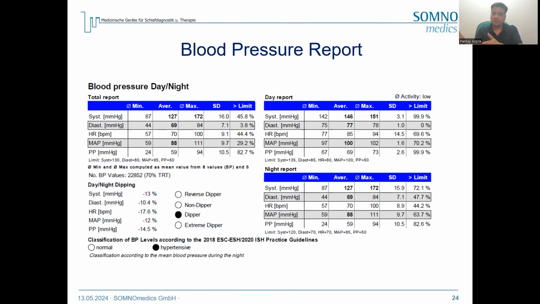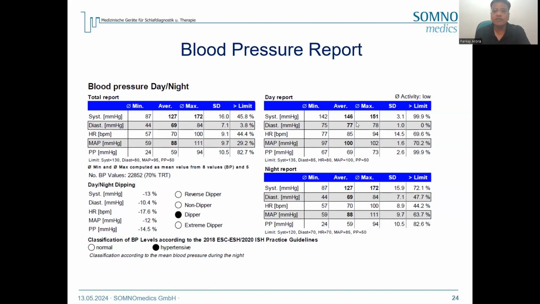So we tell the patient to sleep and we define lights off. Before lights off is the day blood pressure. After lights off is the night blood pressure. In this particular case, his average blood pressure was 146, while his night average systolic blood pressure was 127. So it has actually gone down from 146. That is why it is showing you as a dipper.